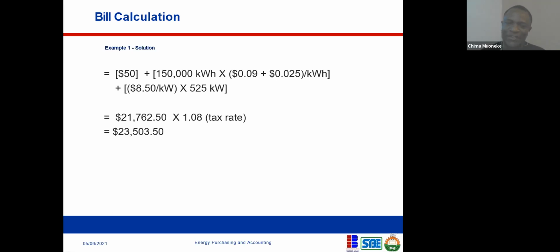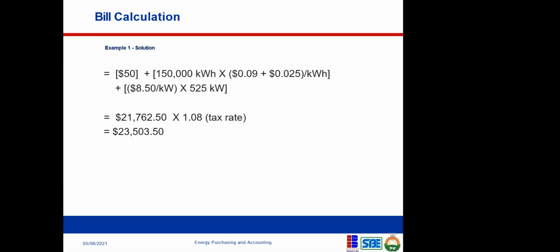Is this solution clear to everyone? How we calculated the demand, how we calculated the energy, how we calculated the fuel adjustment, and then of course, plus the fixed charge, and then the tax. Is that clear to everyone? If anyone is confused. The only thing is that tax, that 8% that we used, 1.08. I'm trying to find out how we got 1.08.